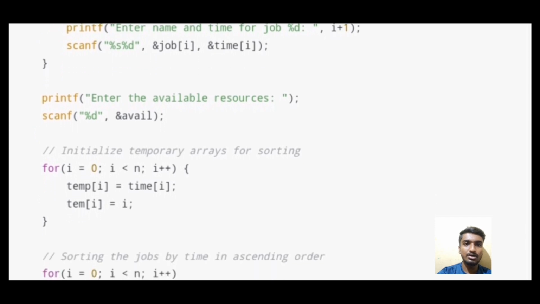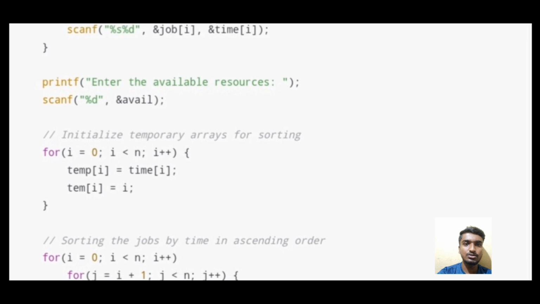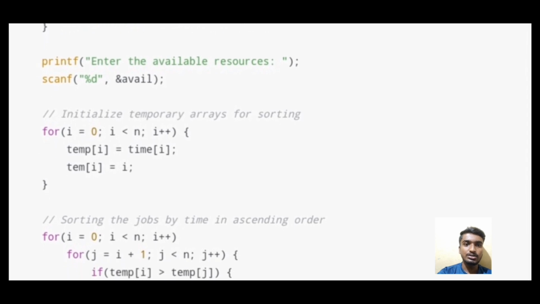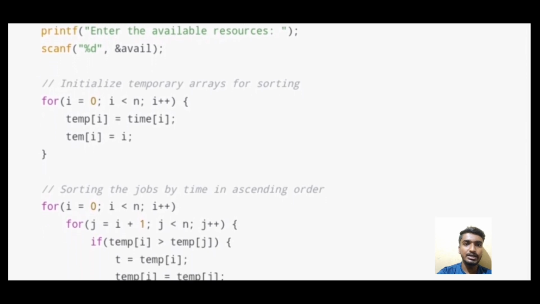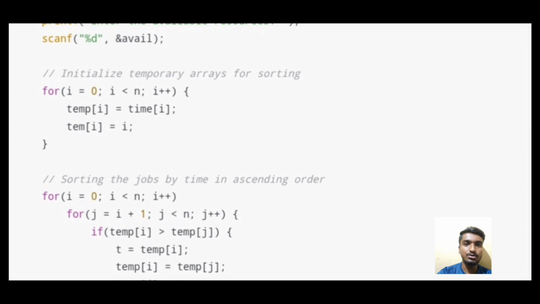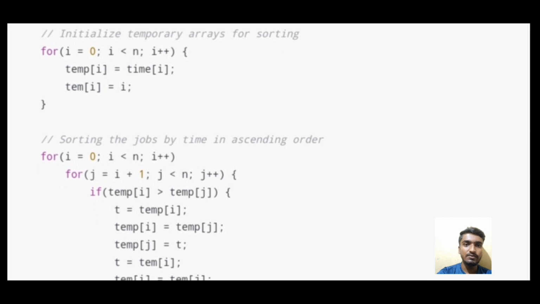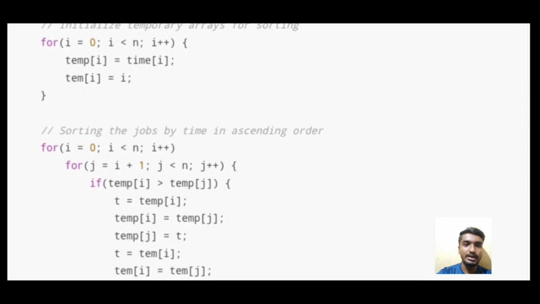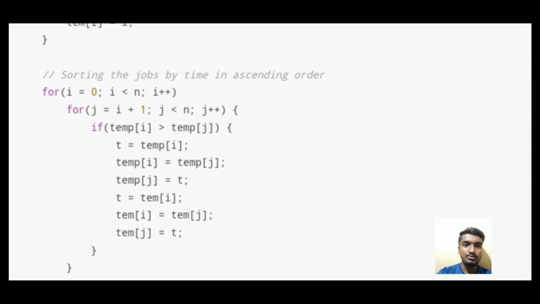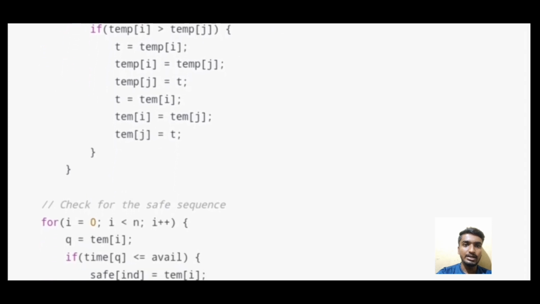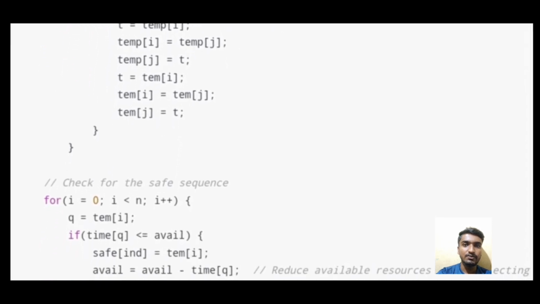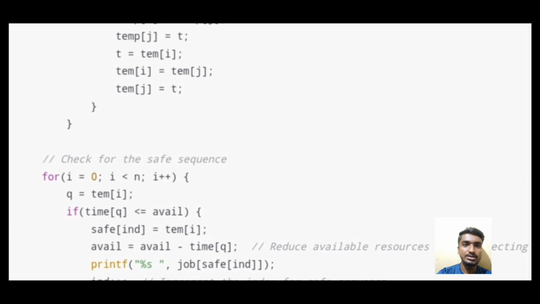For i equal to 0, i less than n, i plus plus, and sorting the jobs by the time in ascending order. For i equal to 0 and j equal to i plus 1, j less than n, j plus plus, where temp of i is greater than temp of j, swap. And checking for the safe sequence. For i equal to 0, i less than n, i plus plus, where q is equal to temp of i.